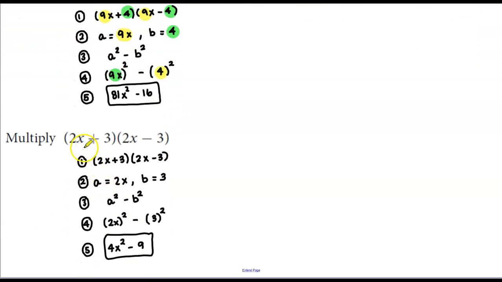Okay, next here, we're going to multiply 2x plus 3 times 2x minus 3. And again, we notice that the first term and the second term are the same. So we can see here that a is 2x. We know that b is 3. And then what we're going to do is substitute a to be 2x and square it to get 4x squared. We're going to substitute 3 into b, square it to get 9, and then we have our minus. So we have 4x squared minus 9.